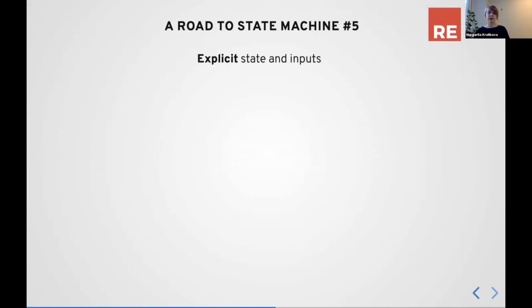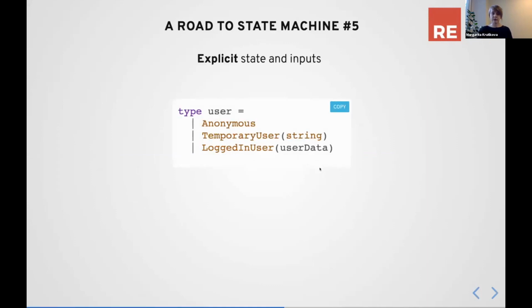First of all, we want to make our states and our inputs explicit. So here is how type user would look when we model it explicitly. Since we realize that we have only 3 states that the user can be in, then it's a perfect case for a variant or discriminated union in other languages. If the user is temporary, then we want to attach some extra data. We don't have options anymore. That is completely eliminated. So temporary user can have a temporary name, which is stored as string, and logged in user is going to store the same user data as we saw on the very first slide.